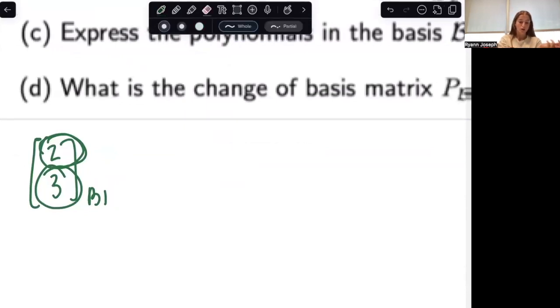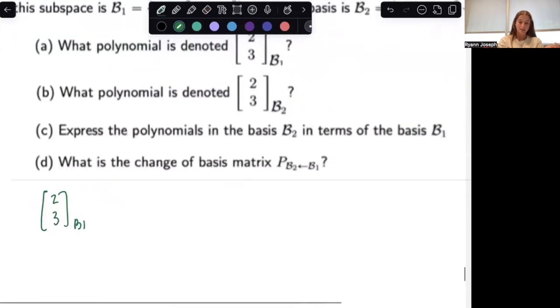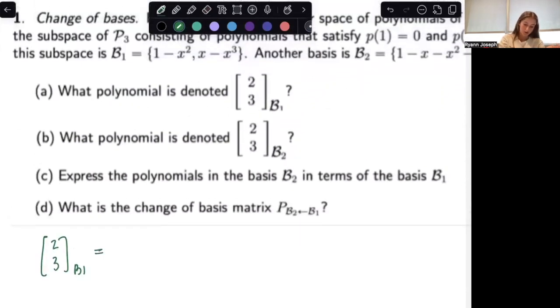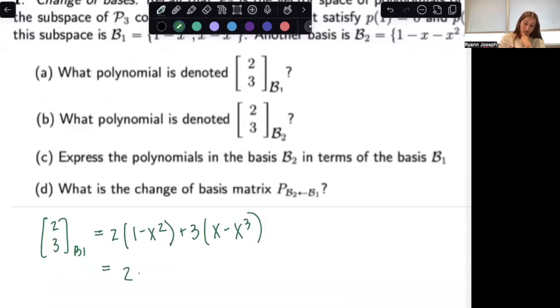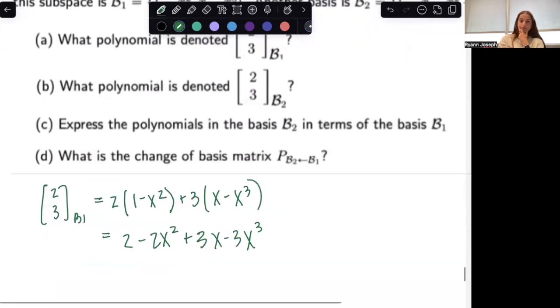So we just need to figure out what we multiply our basis elements B1 by to get this. So this would just mean I would do 2 times 1 minus x squared plus 3 times x minus x cubed, which will give me 2 minus 2x squared plus 3x minus 3x cubed. I'm really bad at distributing. That is our first polynomial.